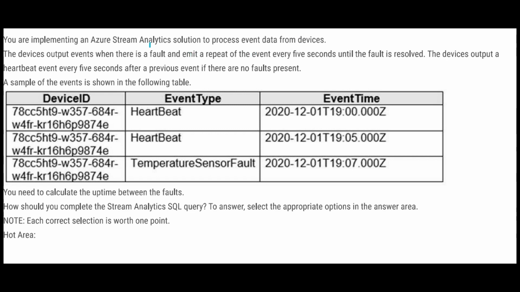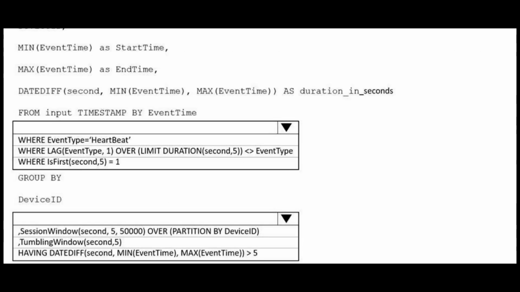This is a stream analytics question. So these are the devices and these are the event times. What we need to do is calculate the uptime between the faults. That means when the failure happens, you calculate the uptime. So you got to complete this SQL query. What should you select here?